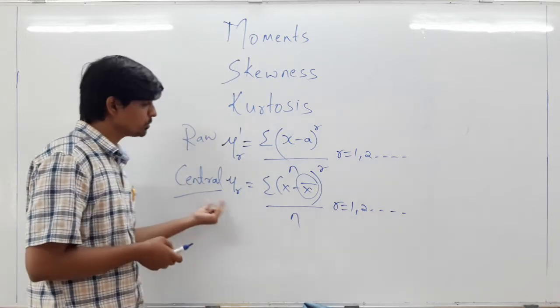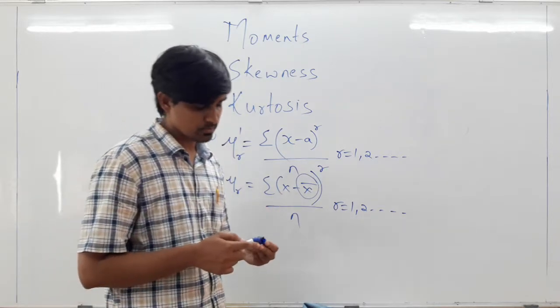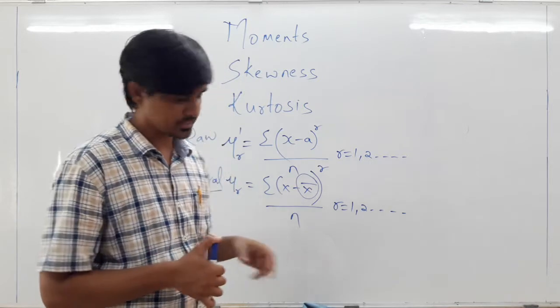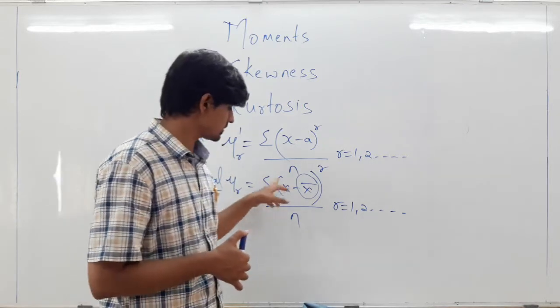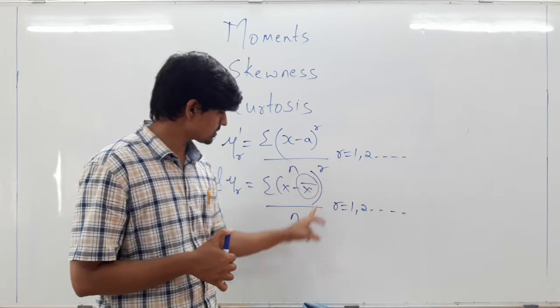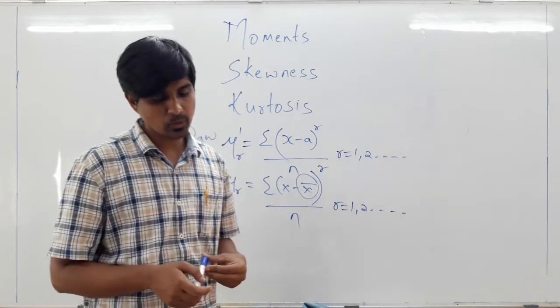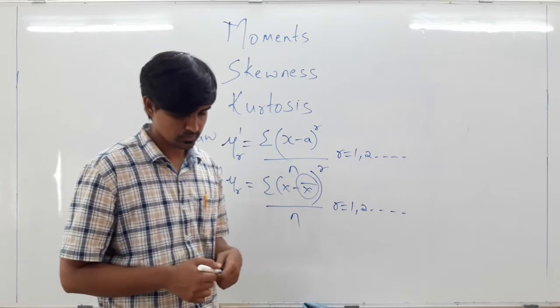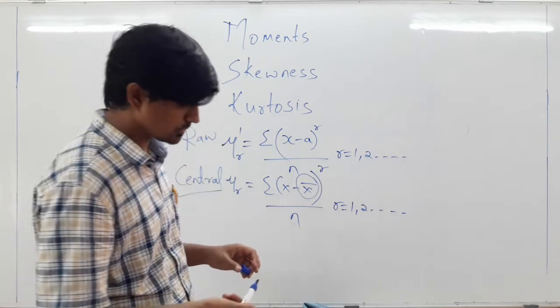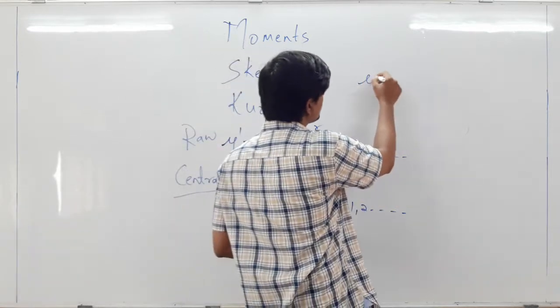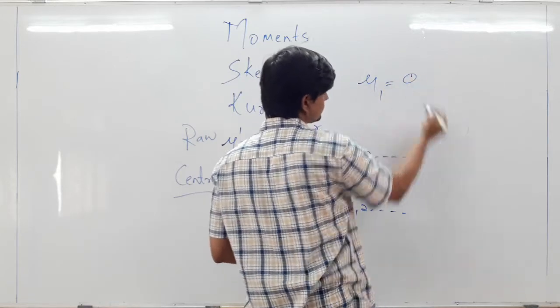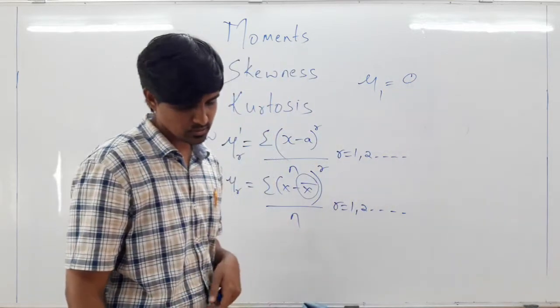Central moments are nothing but moments about the mean, and they are given by the formula mu r is equal to summation (x minus x bar) raised to r divided by n, where r is equal to 1 and so on. The first moment about the mean is 0, which means mu 1 is equal to 0.